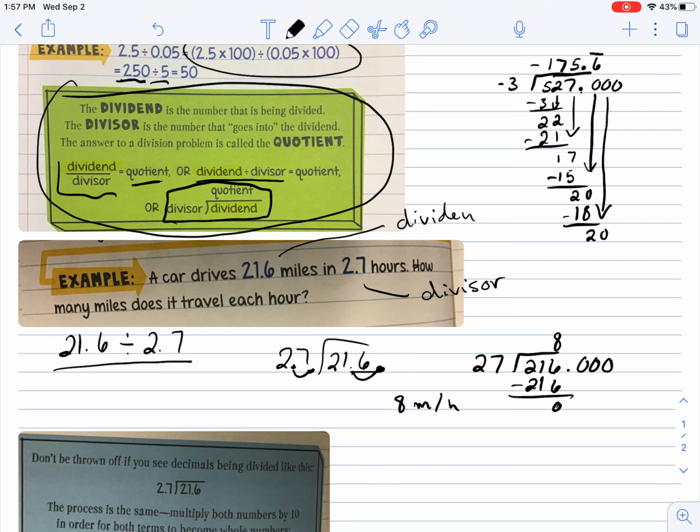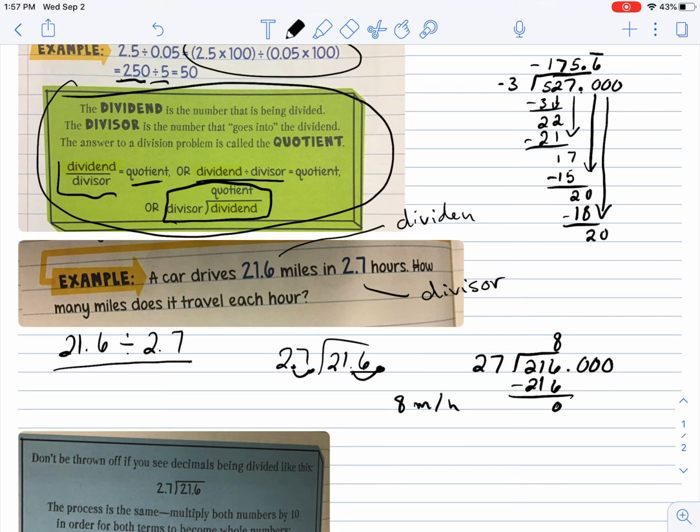On the story problems, make sure we know what our dividend is and what our divisor is. This box just shows what I did. I moved the decimal over, which shows that you're multiplying both sides by 10. If you do that, you're still going to get the same answer. Okay, so last example here.